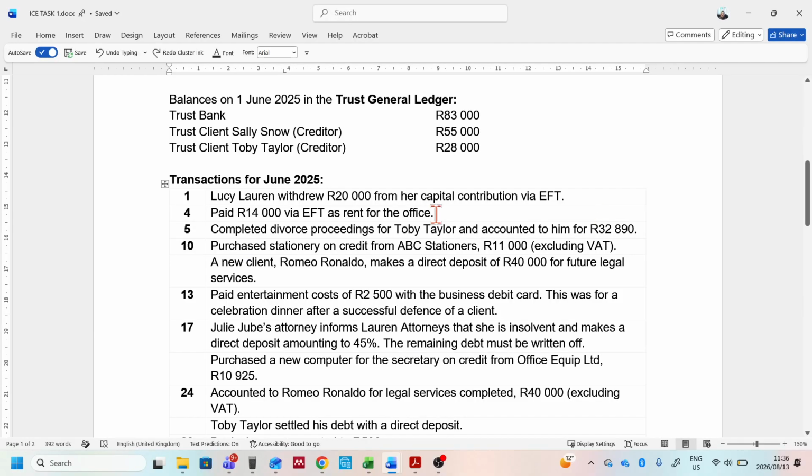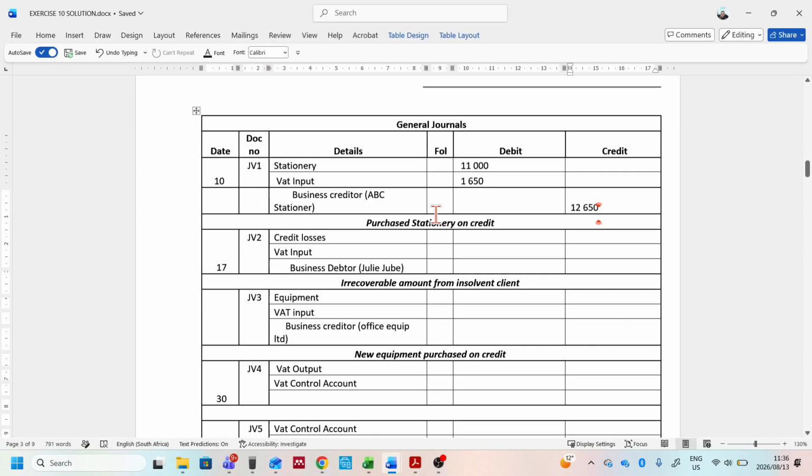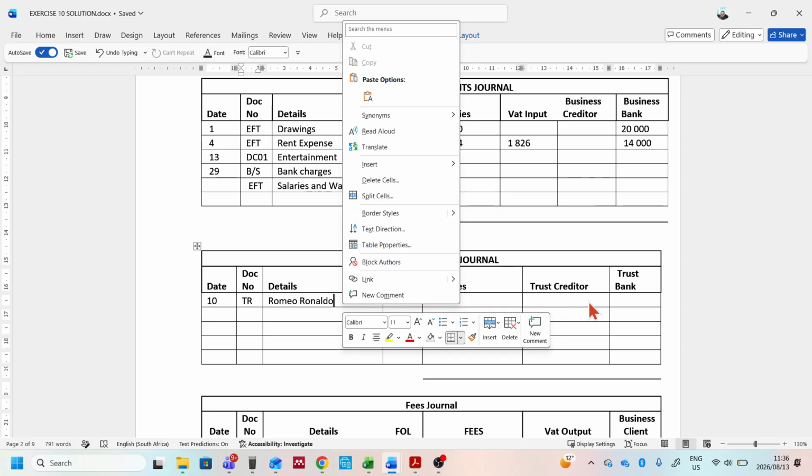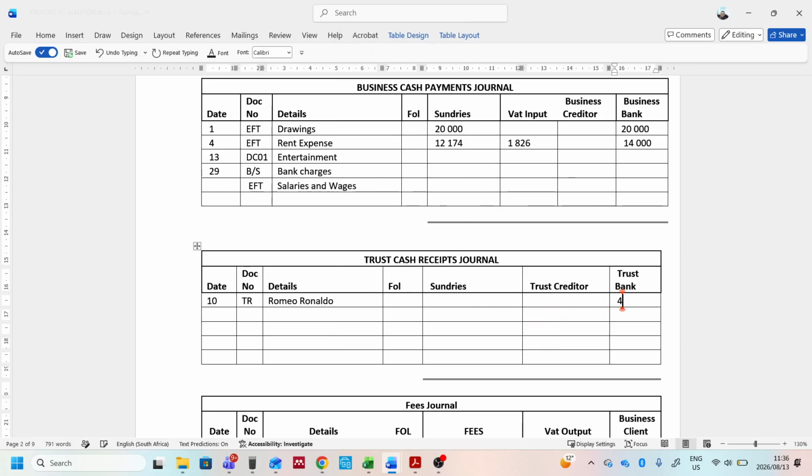Okay. A new client, Romeo Ronaldo, makes a direct deposit of 40,000 for future legal services. We say that this is a trust account, trust transaction. So we go to our trust cash book receipts, indicate on the 10, we issue a trust receipt to Romeo Ronaldo, and the money that we received from him was how much? 40,000. And it's also a what? Trust creditor to the business. And that's it.